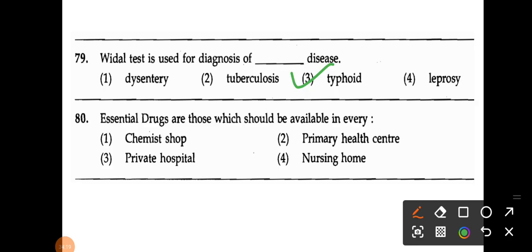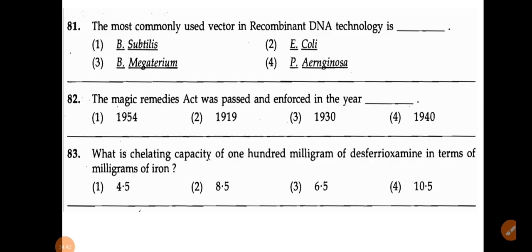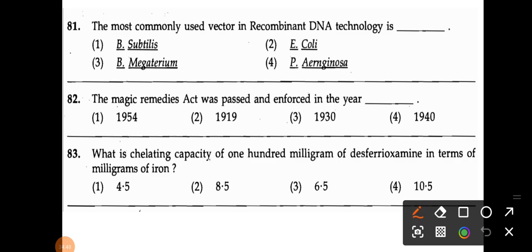The next question number 80, essential drugs are those which should be available in every. First one is the chemist shop, primary health center, private hospital and nursing home. So here also the correct answer is your PHC, that is the primary health center. Next one, the most commonly used vector in recombinant DNA technology. That is also a very simple question. So Bacillus subtilis, E. coli, B. megaterium, and Pseudomonas aeruginosa. So what is the correct answer here? That is your E. coli, because this is the most commonly used for your rDNA technology.